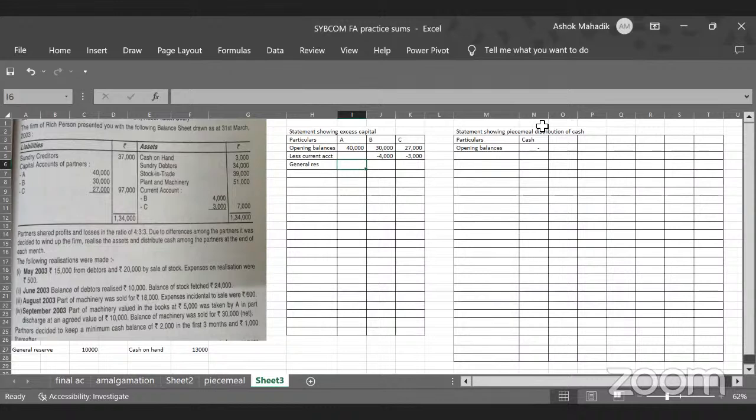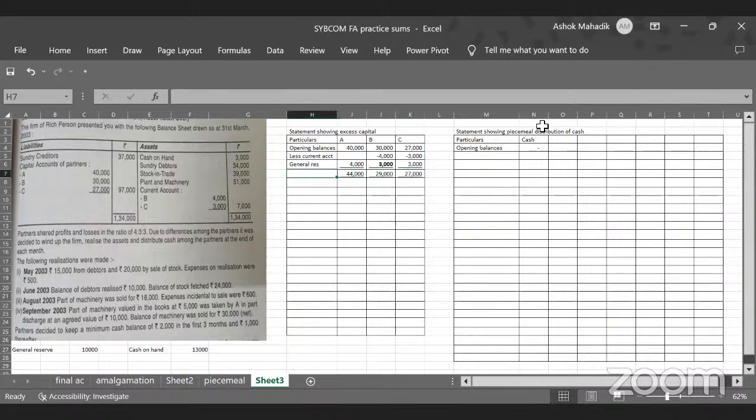So what ratio shall we use to distribute general reserve? 4:3:3. So 10,000 into 4 by 10, it is 4,000. So A will get 4,000 in general reserve. B will get 3,000. C will get 3,000. So all the items which belong to partners are considered. Now we'll take the total. So it will be 40,000 plus 4,000, 44,000. Same way we'll do it for B and C. Now we got B's value: 30,000 minus 4,000 plus 3,000. C: 27,000 minus 3,000 for current account on the opposite side, and share in general reserve 3,000.